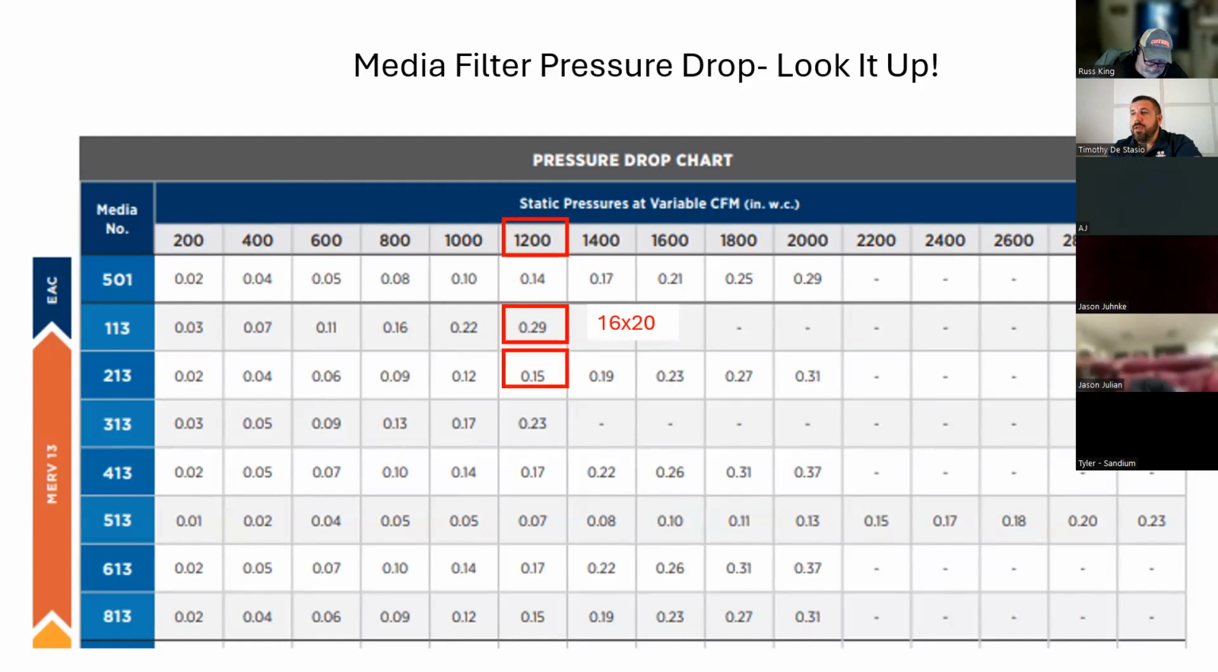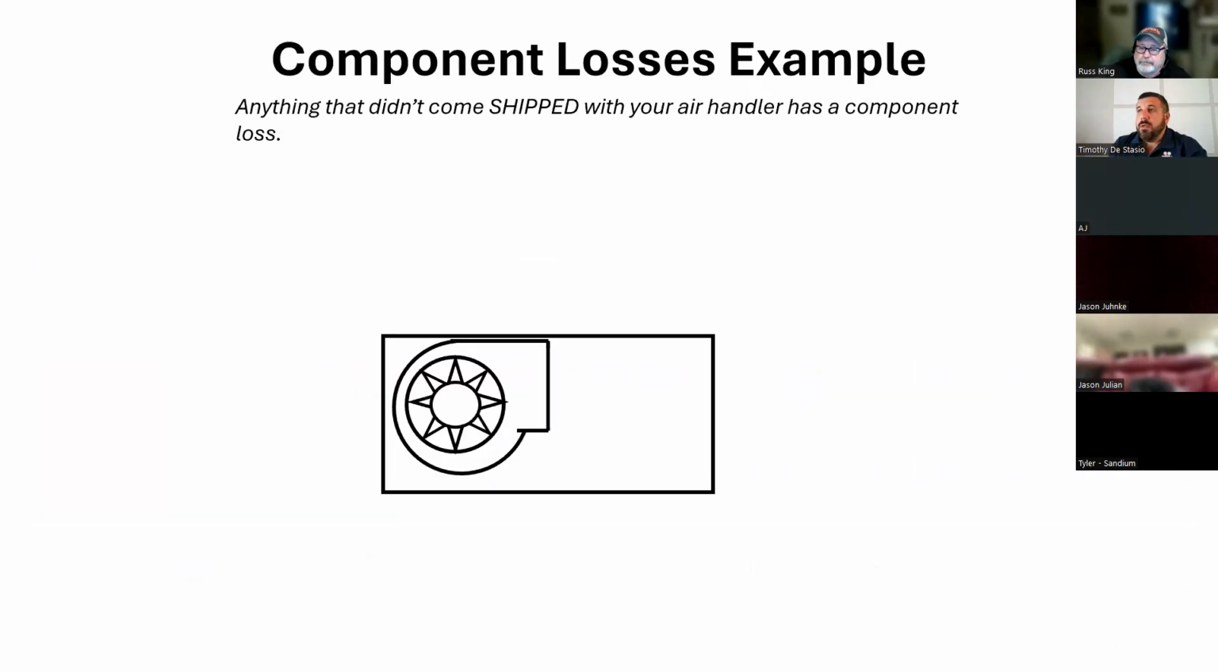So we end up trying to choose the next size up, or a couple sizes up, going with the 20 by 25. Yes, it requires a duct transition, but our pressure drop is a lot lower. And guess what? We're going to get better filtration out of that filter too. So component losses, again, anything that comes shipped in your air handler has a component loss.